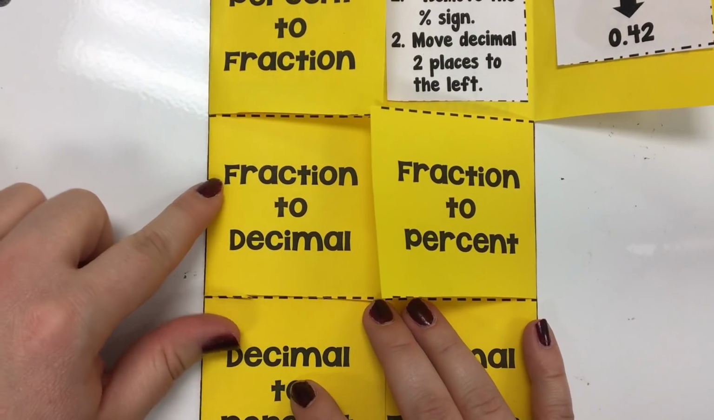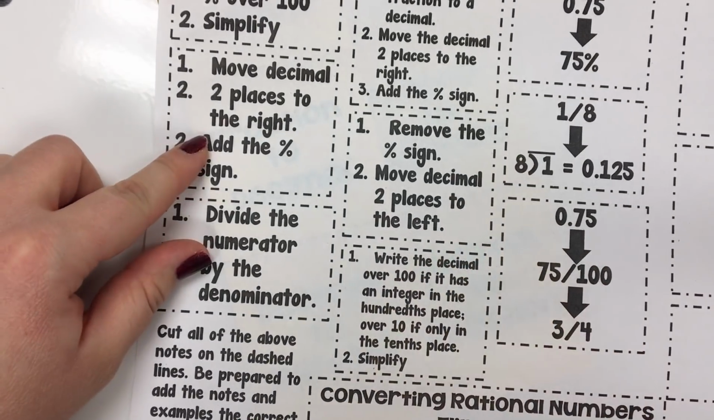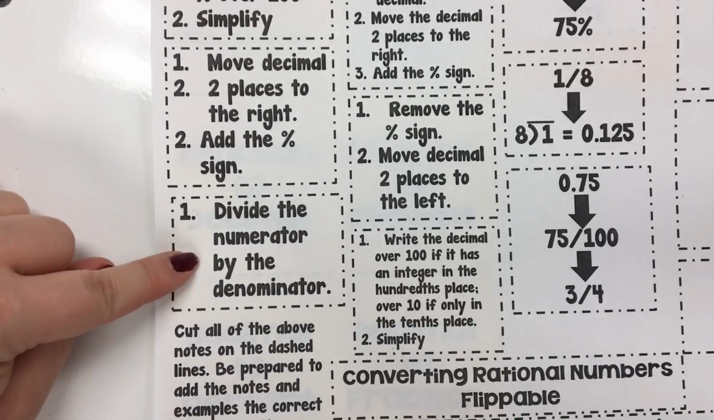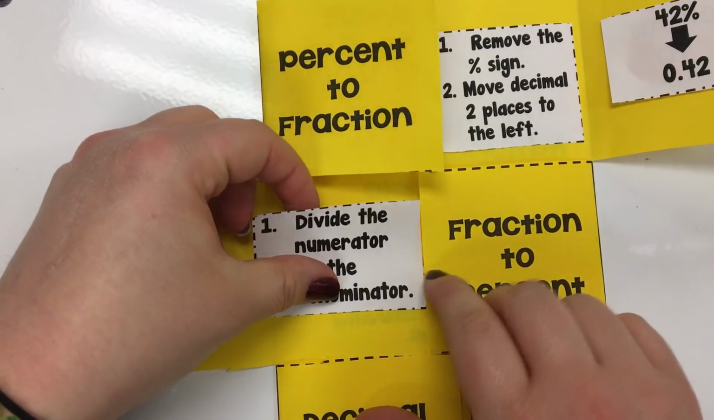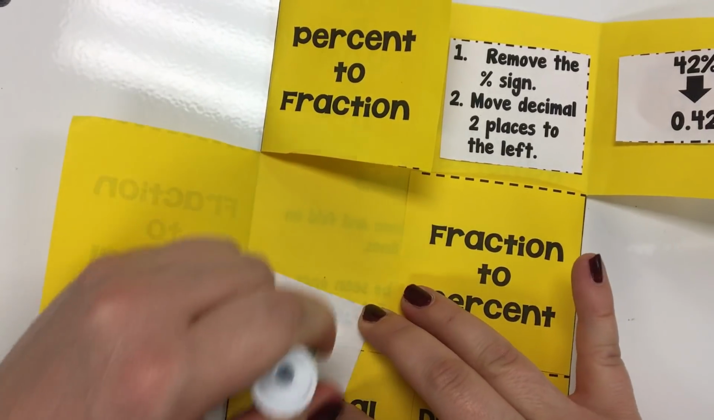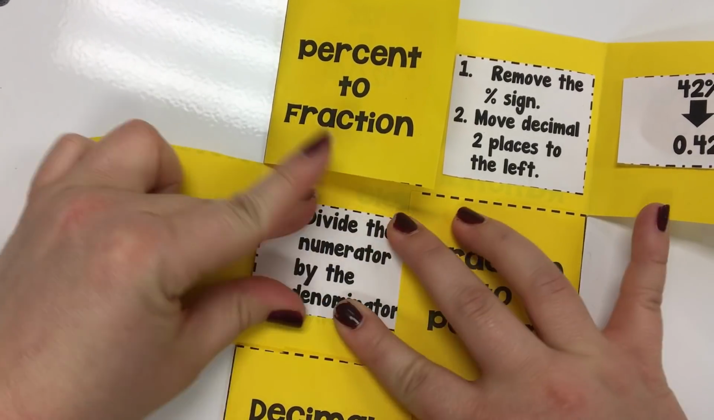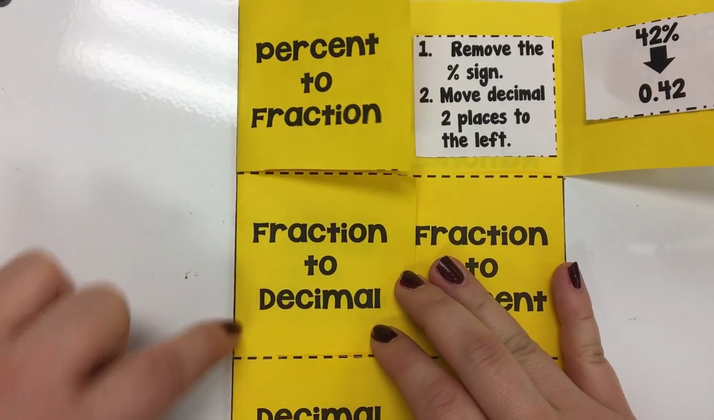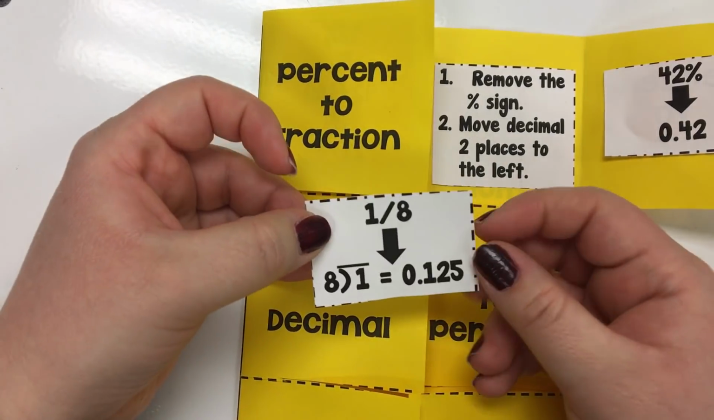We'll go on to the next flap, which is to go from a fraction to a decimal. So we want to look at our direction sheet here. I'm trying to go from a fraction to a decimal. So it's actually just going to be this one. We're just going to divide the numerator by the denominator. I'm going to flip open that flap, glue it right in there. And then I'm going to look for the example that turns a fraction into a decimal.